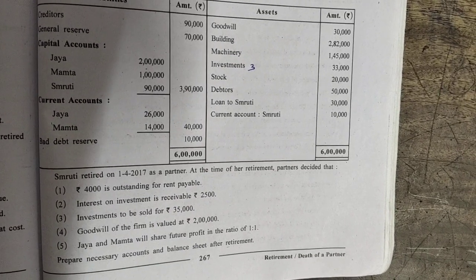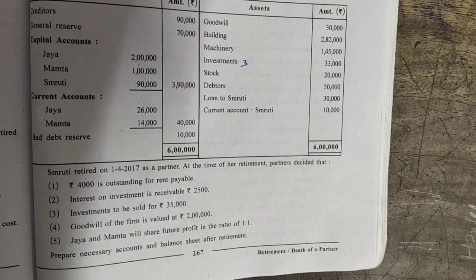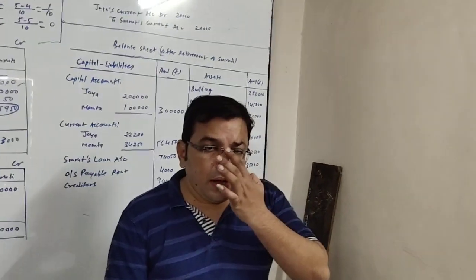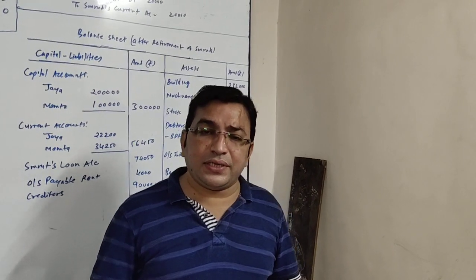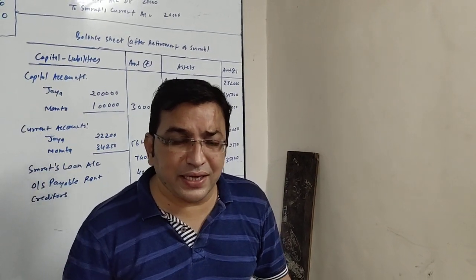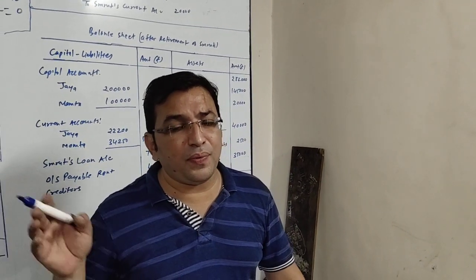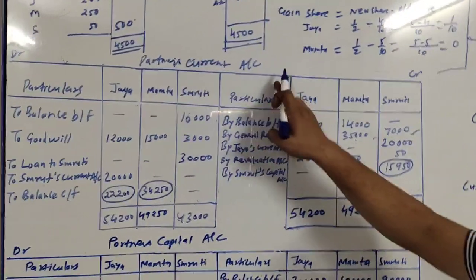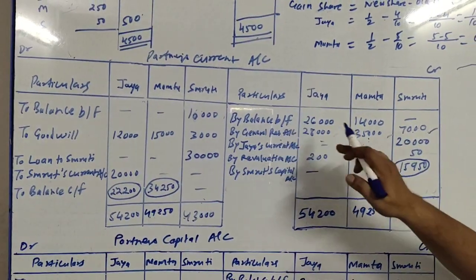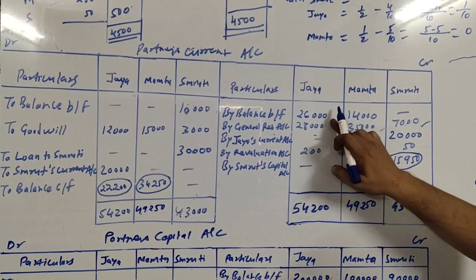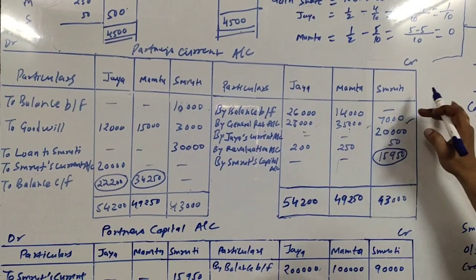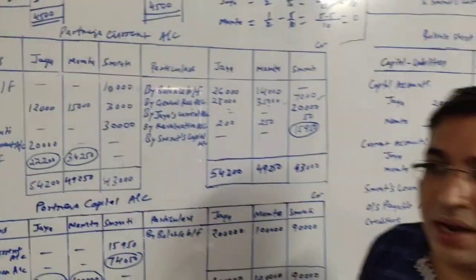Next item is current account. Current account of Jaya and Mamta is 26,000 and 14,000. As it is a credit balance, it will be written as an opening current account credit balance. So in partners' current account, by balance brought forward, we write 26,000 and 14,000 in the columns of Jaya and Mamta respectively, and in Smruti's column we will put a dash.